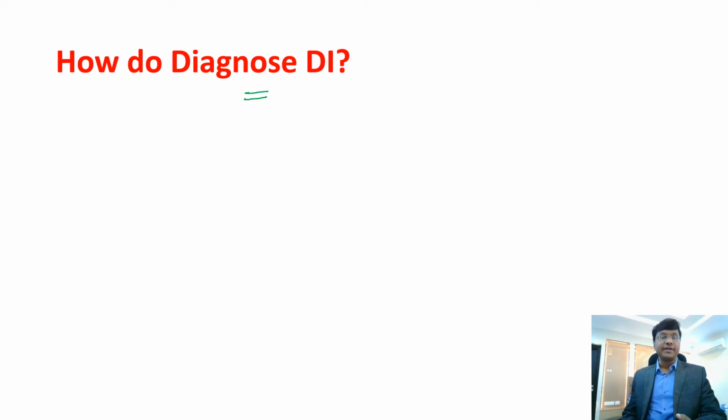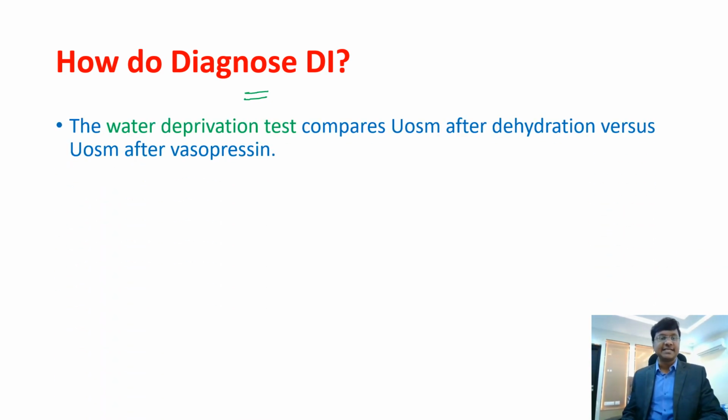The confirmation of diagnosis of diabetes insipidus is done by what is called the water deprivation test. In the water deprivation test, you will compare the urine osmolality after dehydration versus urine osmolality after vasopressin supplementation. Right? You will compare the urine osmolality after dehydration versus urine osmolality after vasopressin.